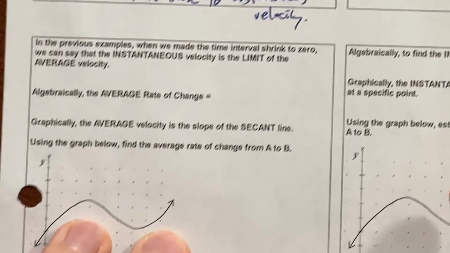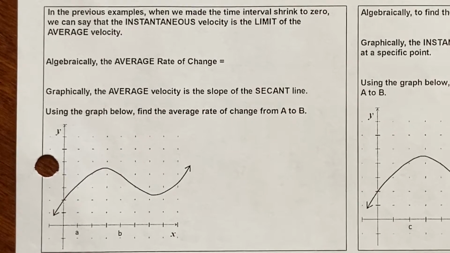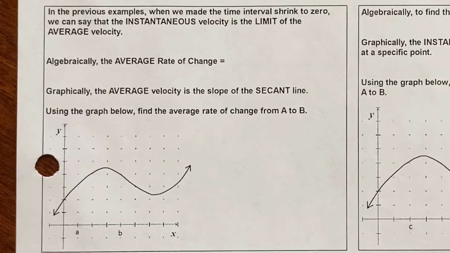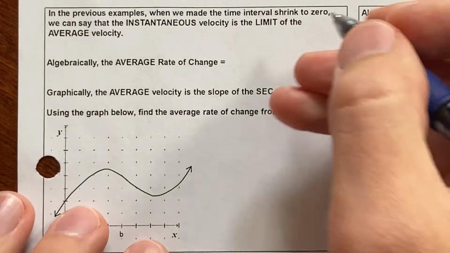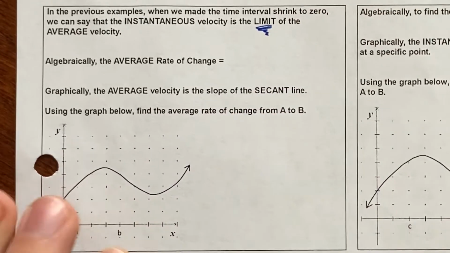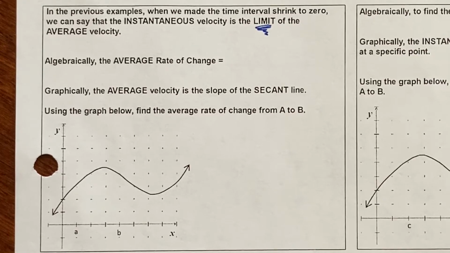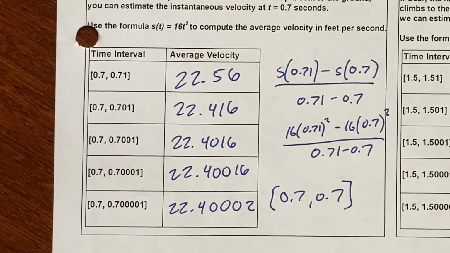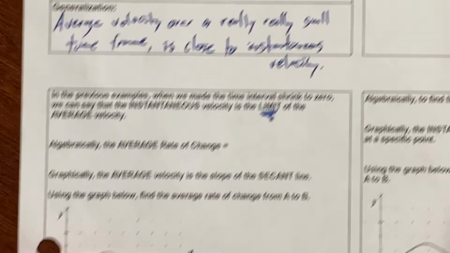All right, let's slide down here. In the previous examples, when we made the time interval shrink to 0, we can say that the instantaneous velocity is the limit of the average velocity. Man, I sound so smart when I use the word limit. The instantaneous velocity is the limit of the average velocity. So limit just means we're getting really, really close to a number when we do all these average velocities, okay? Our limit ended up being 22.4. We're going to define that more here in a little bit.